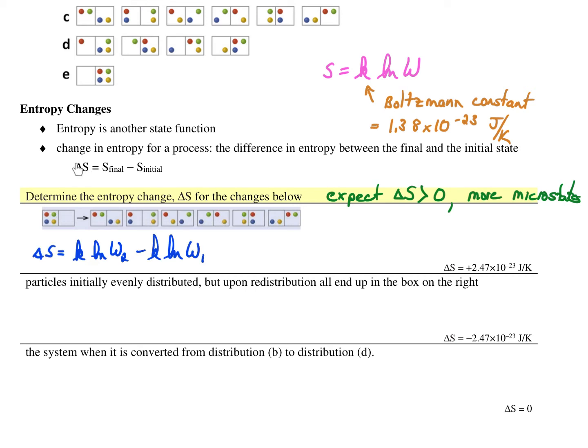Delta S as a state function is going to be the final state minus the initial state. In the final state we have 6 possible microstates, and initially we only have the 1. We can substitute in the relevant values, take advantage of the property of logs, and calculate out our final value. As we see, delta S is a positive value as we expected.